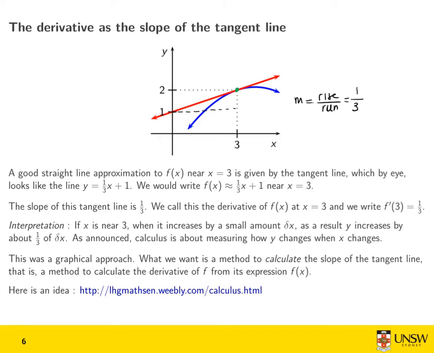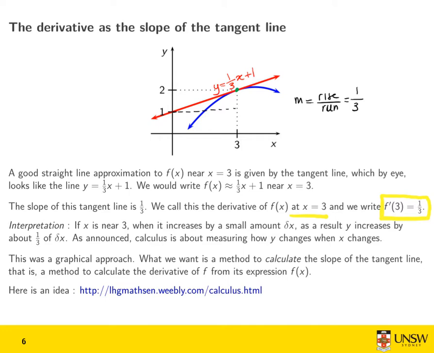Therefore, the equation of the line will be y equals gradient times x plus y-intercept. The slope of this tangent line is 1/3. We call this number the derivative at x equals 3, and we write f dash of 3 equals 1/3. The dash means derivative, this 3 here means at 3, and this 1/3 is the value of the slope of the tangent line.